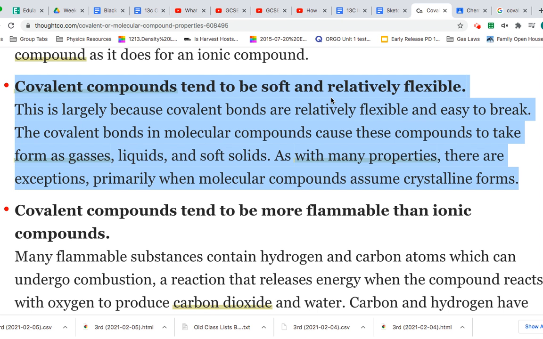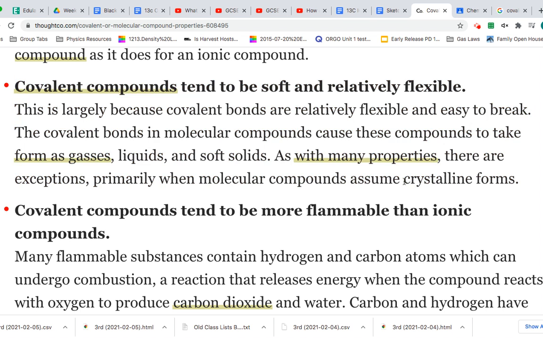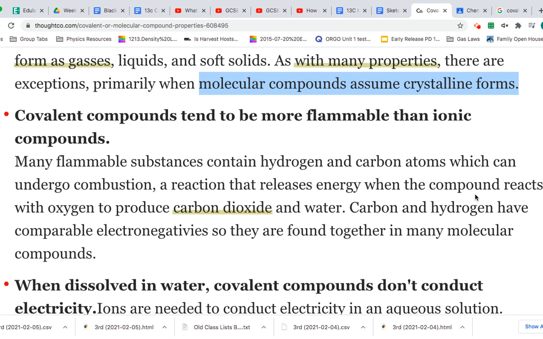You're not having to put a lot of effort into scraping off the writing, the tip. You know what I'm saying? So that would be an example. Graphite is a covalent compound, and that's showing the softness of covalent compounds. And then this exception down here is the crystalline forms. An example of this is diamonds. Diamonds are covalent compounds, but they assume this crystalline form, and diamonds are not soft or relatively flexible, right? Definitely not. So there are exceptions, like I said earlier.